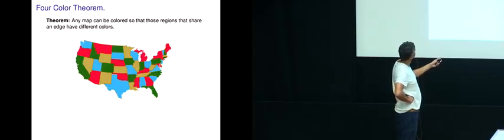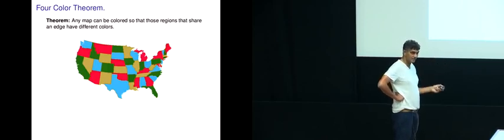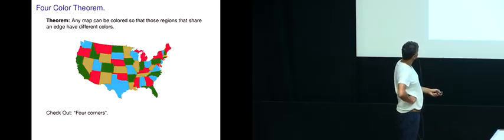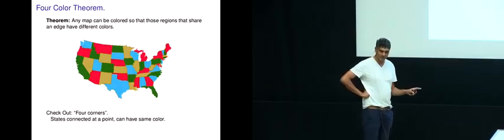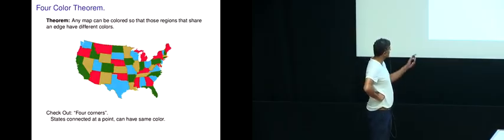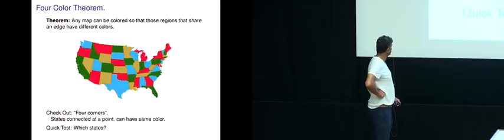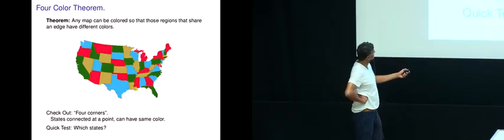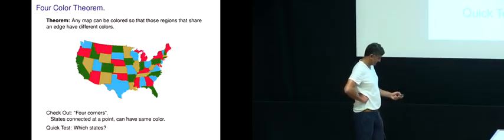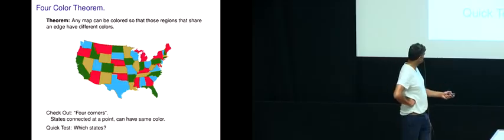I could have colored this a different color. Well, I don't see how to do it, but what is this state? Yeah, they could have had the same color. States connected at a point can have the same color. That's important. That's what I wanted to illustrate. Which states are here at this point? So that's Utah and New Mexico. What are the other 2? Yeah, okay, we get a little geography in too.